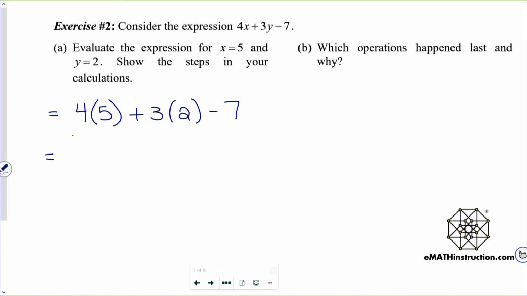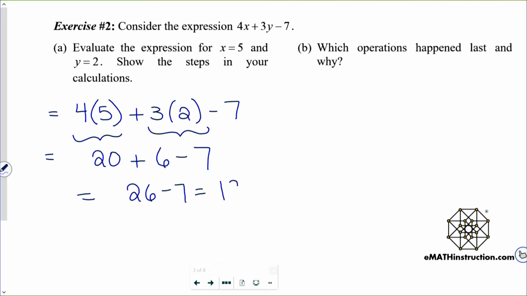Keep in mind that we must do these products first. 4 times 5 is 20. 3 times 2 is 6. Then we'll do the rest just going from left to right. 26 minus 7 gives me 19.